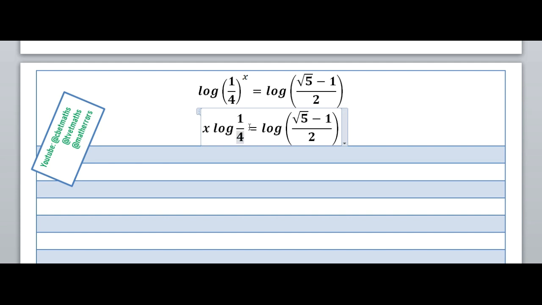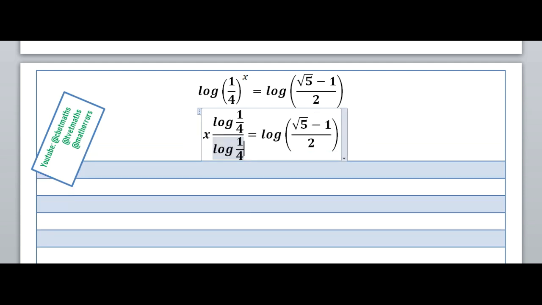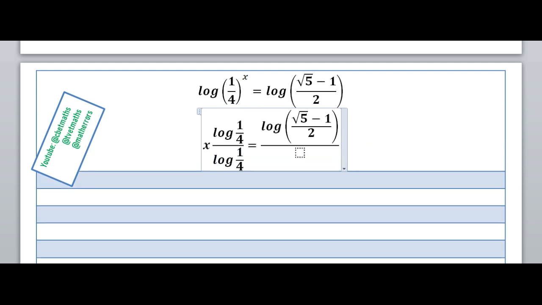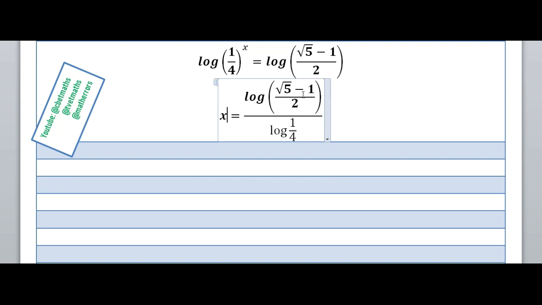So we'll have log 1 over 4 divided by log 1 over 4. You do the same on the other side of the equation, divide by log 1 over 4. So here, log 1 over 4 and log 1 over 4 will go. You remain with x equal to log of root 5 minus 1 over 2. Remember, root 5 minus 1 is a positive number, so that log is defined.